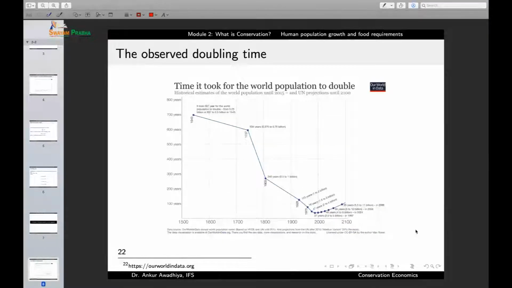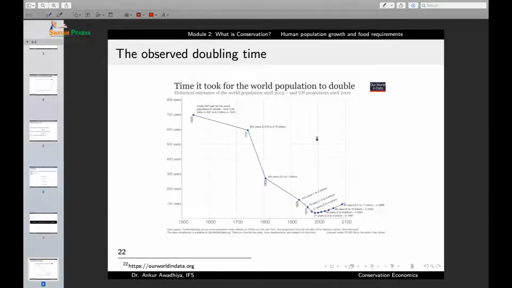So if we look at the time that it has taken for the world population to double, earlier it was like 697 years for the world population to double from 0.25 billion to 0.5 billion. Then it came down to 594 years. Then it came down to 260 years. And what we are observing is that nowhere is it touching this golden figure of 25 years. So, according to Malthus, the population was growing a bit too fast. In reality, we are not seeing a very quick growth of population similar to what Malthus had predicted.